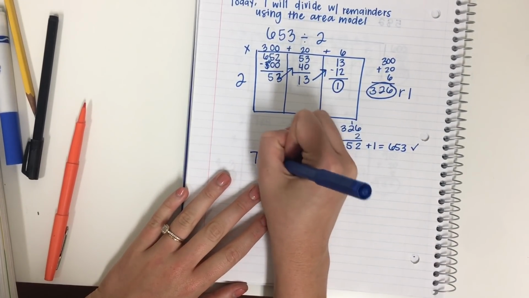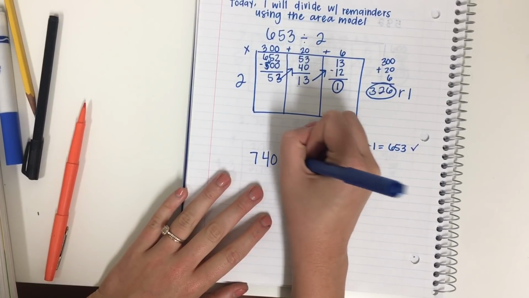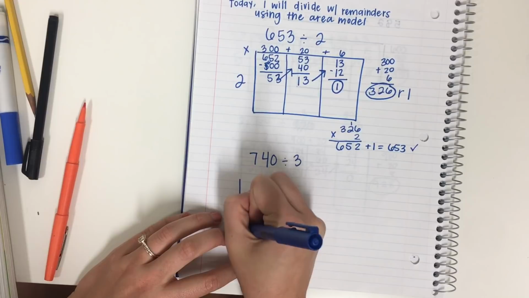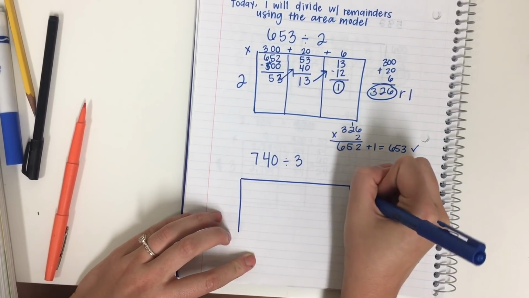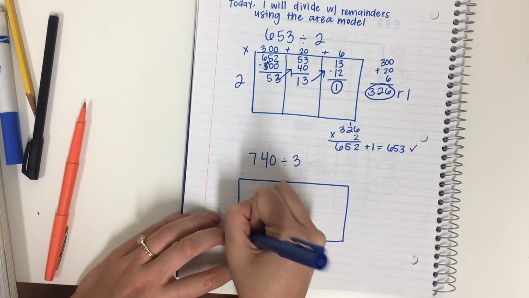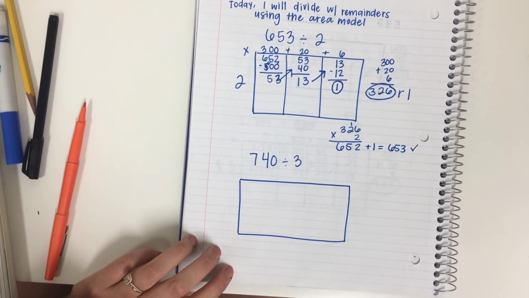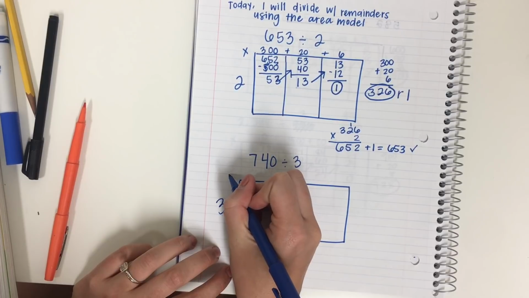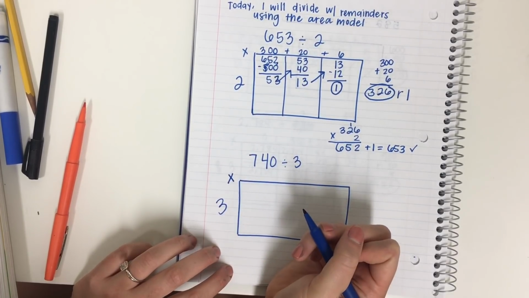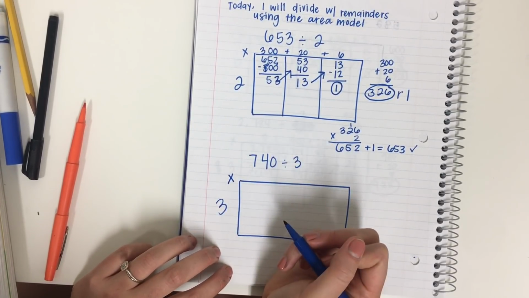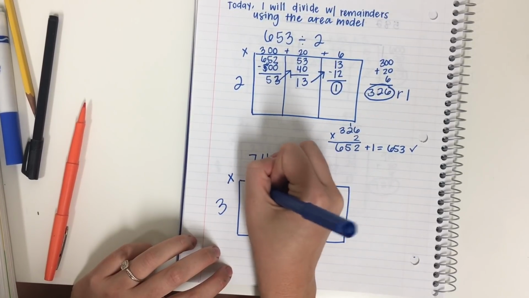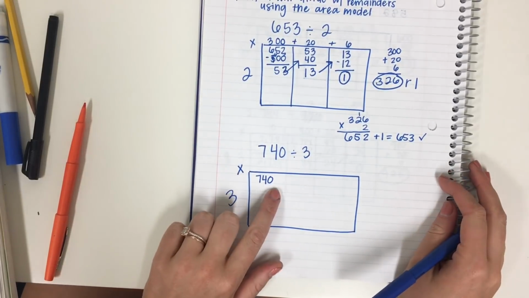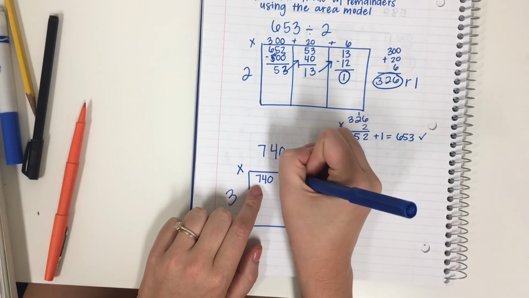Let's say we have 740 divided by 3. First step, do what? Draw my area model. Then what do I do? Good, I bring my 3, and what sign? Multiplication sign. Then I bring my dividend where? All the way over here in the corner. Count my place value. How many place values do I have? 1, 2, 3. So I need 3 columns.